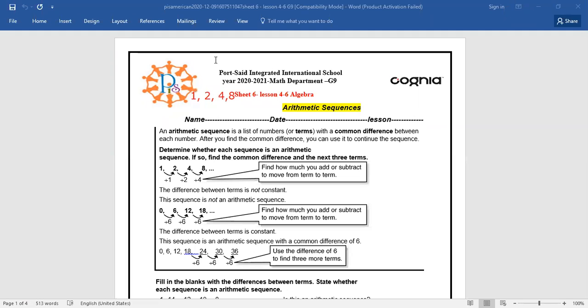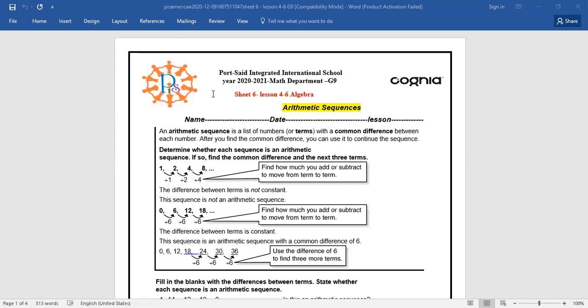When we look at the difference between 1 and 2, we add 1, and then we add 2, and then we add 4. Look at the numbers which we use to continue the sequence. This is a sequence, but we cannot say that it is arithmetic, because it doesn't have a common difference. Once a sequence doesn't have a common difference, we will not describe it as an arithmetic sequence.